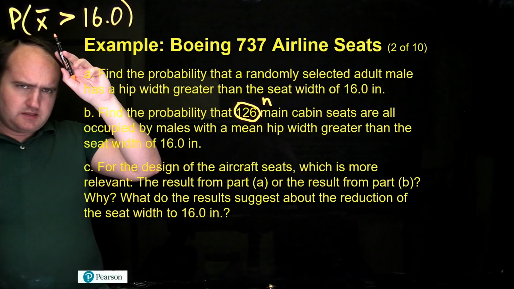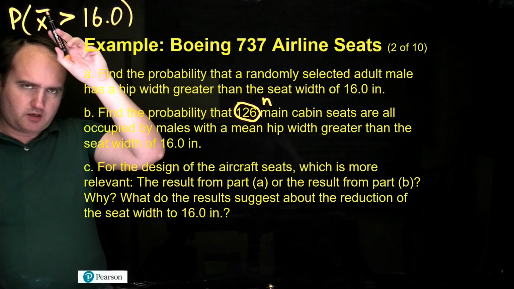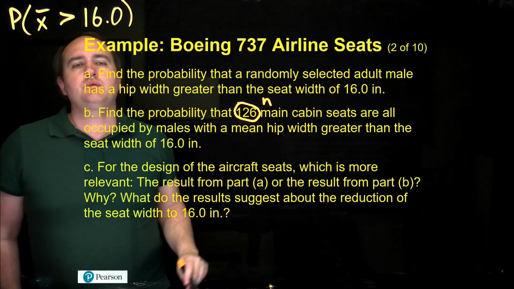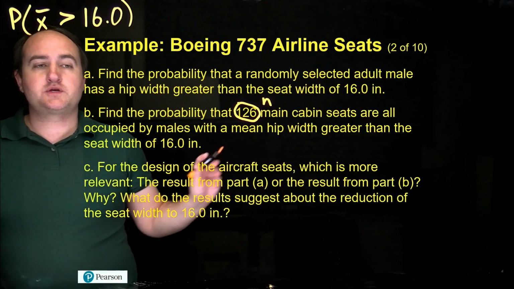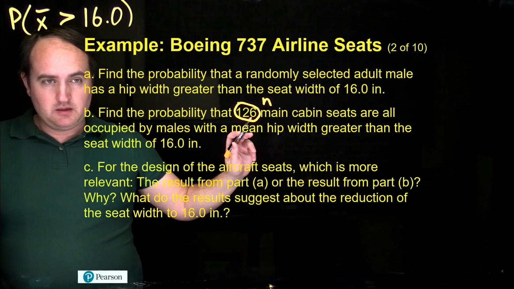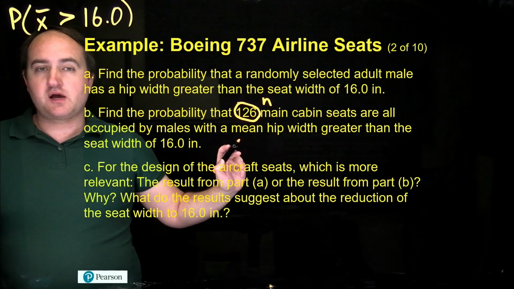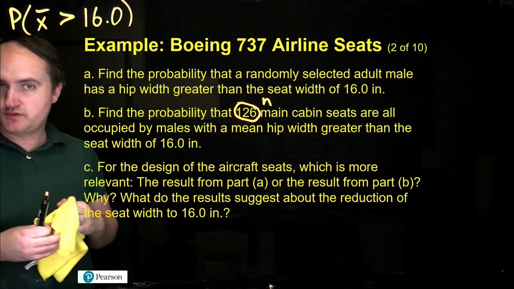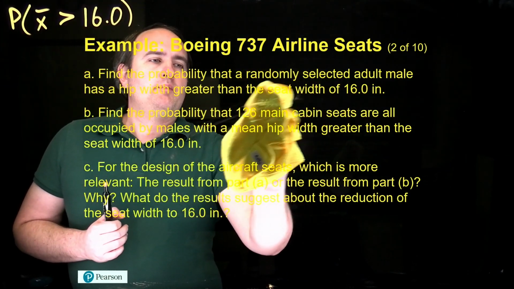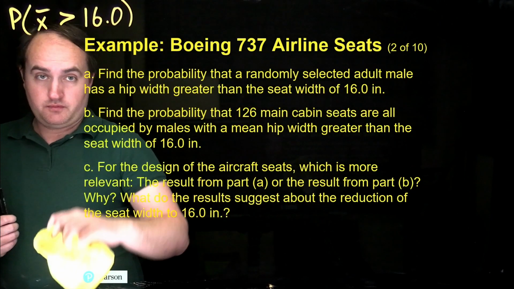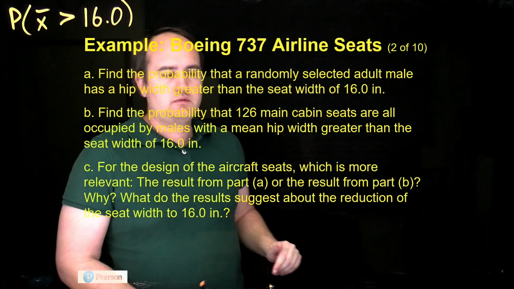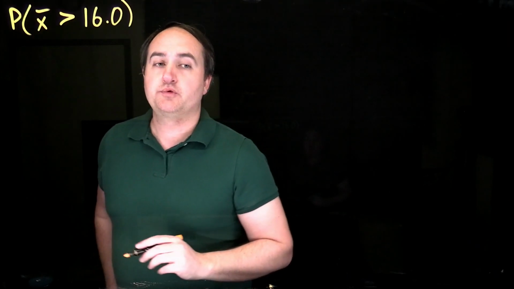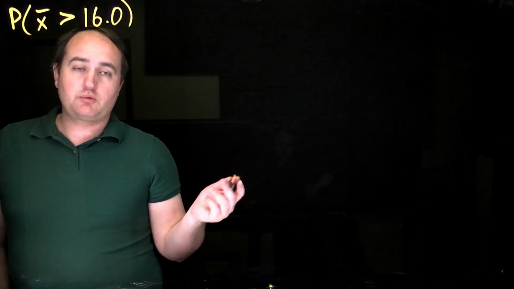So this is part B. The only difference is here we're talking about x bar instead of x. In part A, we were talking about an individual adult male. In part B, we're talking about 126 adult males, and we're talking about their sample mean hip width. Okay, so that's why we're using x bar, which represents the sample mean. But we're still going to be using the central limit theorem. The formula for that is identical to the z-score formula we've used before. It's just that we divide by the square root of 126.